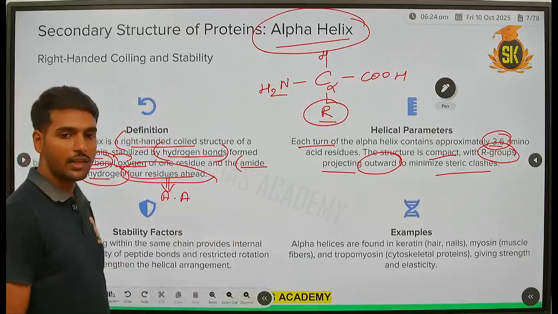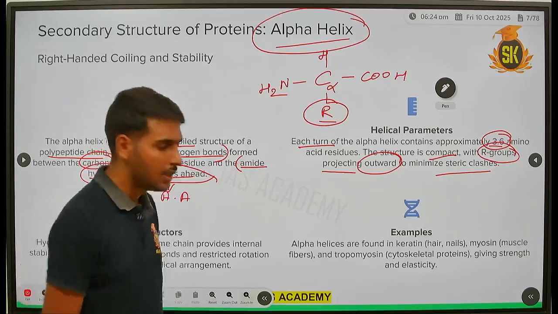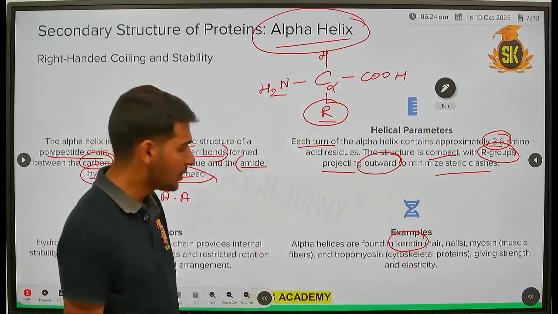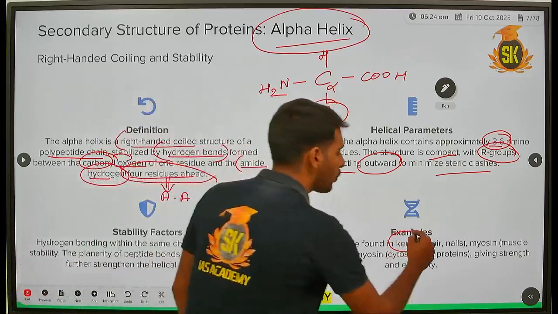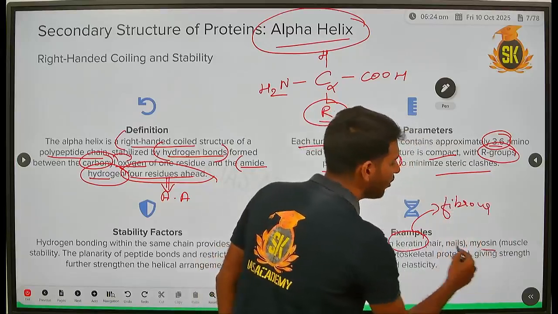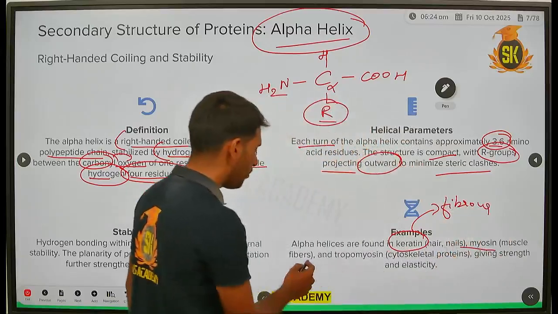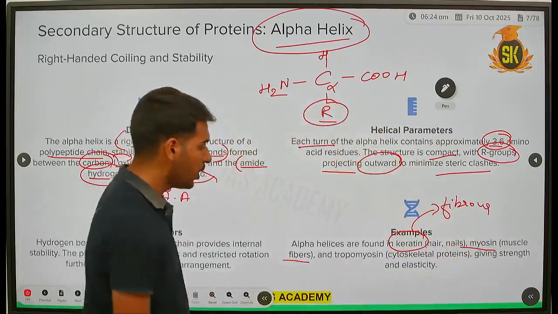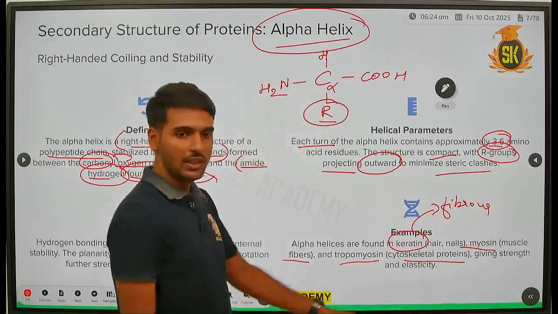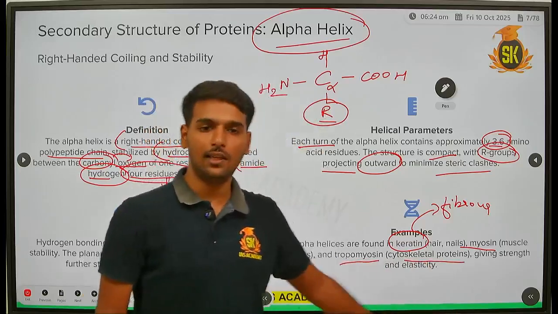And sir, what are the examples to note here? Keratin, the protein which is present in our hairs. It is a fibrous protein, fibrous in nature. In the same way, myosin, which is the muscle fiber, again a fibrous protein. Tropomyosin, a cytoskeletal protein, giving strength and elasticity.